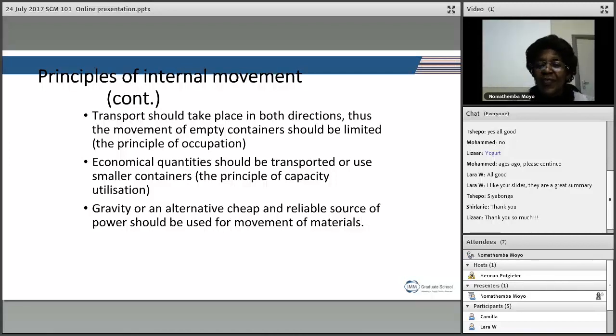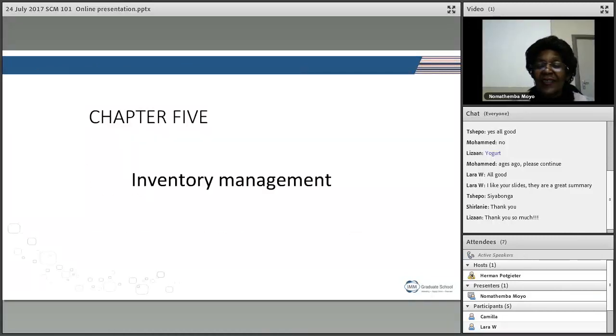Economical quantities should be transported, using smaller containers. The principle of capacity utilization. Gravity or an alternative cheap and reliable source of power should be used for movement of materials. That, ladies and gentlemen, is where I had to go a little bit further and look at it.